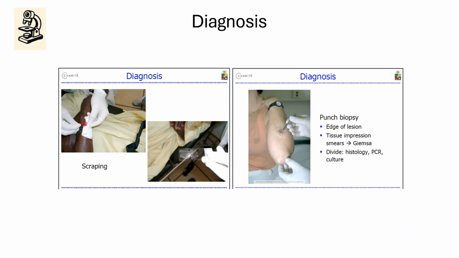Accurate diagnosis is critical and relies on direct parasite detection. The primary methods shown here include scraping the ulcer bed or performing a punch biopsy from the active edge of the lesion. These samples are used for tissue impression smears stained with Giemsa to visualize the parasites and are further divided for histology, PCR, and culture to confirm the specific strain.